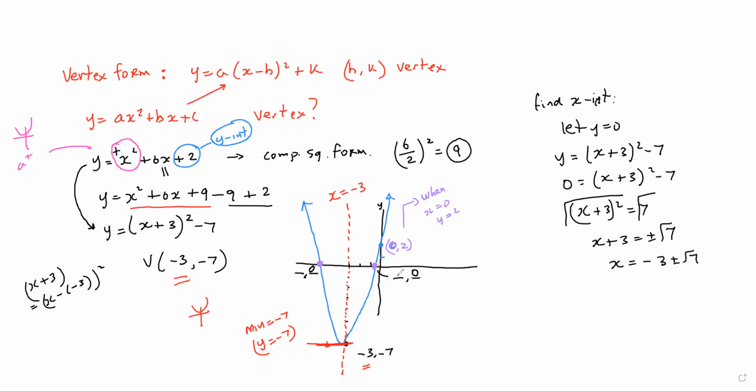So this will be these 2 points here. And I don't have a calculator, but we can write them as -3 plus √7 and -3 minus √7. So I'm thinking the bigger number will be this one here. So this is going to be -3 plus √7, and this one would be -3 minus √7. So this is one way you can find your x-intercepts. I'll show you some more in a minute.